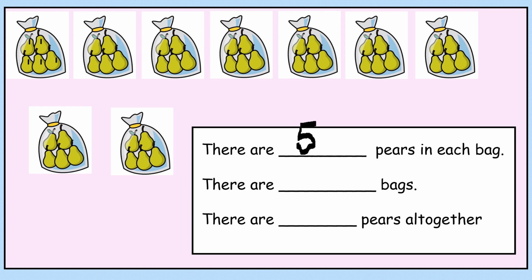How many bags are there? 1, 2, 3, 4, 5, 6, 7, 8, 9. There's 9 bags. And altogether, how many pairs are there? Should we count by ones or 5s? That's right, we count by 5s. 5, 10, 15, 20, 25, 30, 35, 40, 45. There are 45 pairs all together.